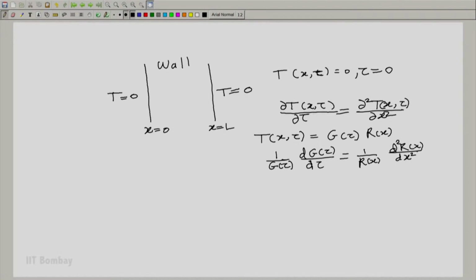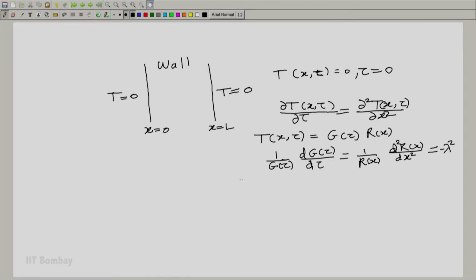Now the left hand side of this equation is a function of time and the right hand side is a function of space. So both must be equal to constants in order to have this equation satisfied for all time and for all x values. So we will put it equal to minus lambda square, a constant.